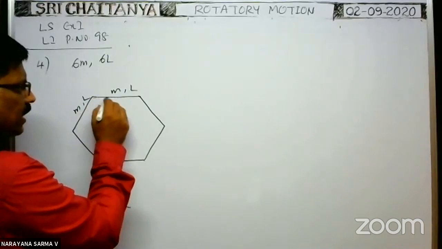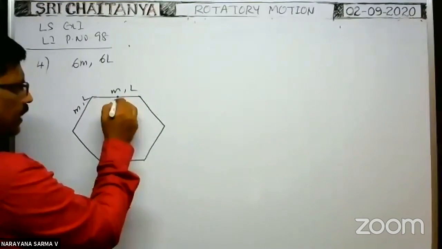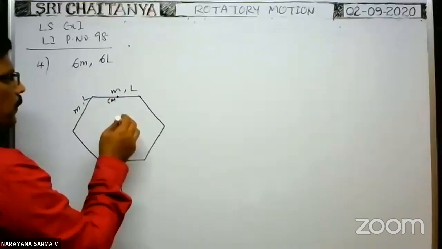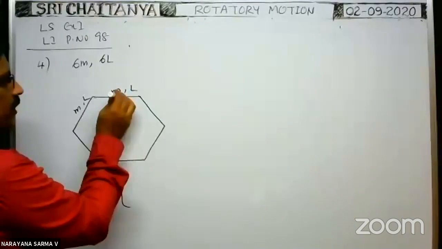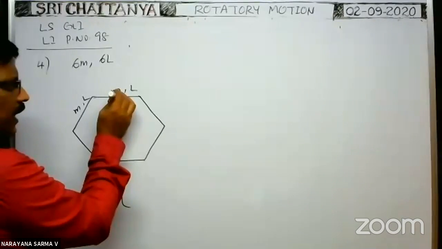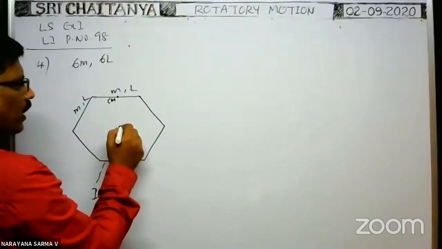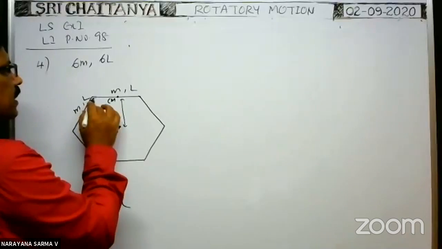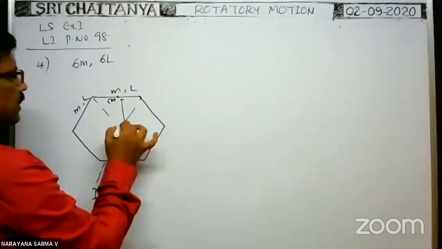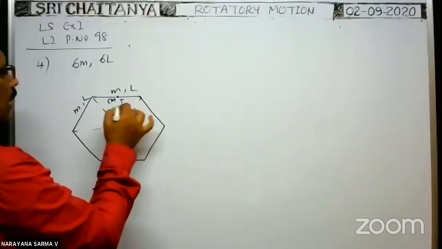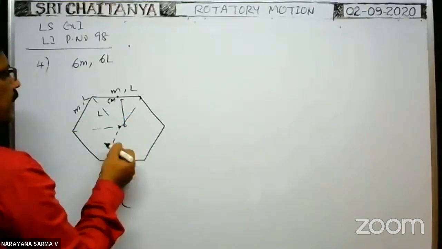Already the center of mass of this rod lies exactly at the center, no? Parallel to this given axis passing through the center of mass, we know the moment of inertia is ml square by 12, no? ml square by 12 plus m into this distance square. What is this distance? This is L, because all sides are L like this.